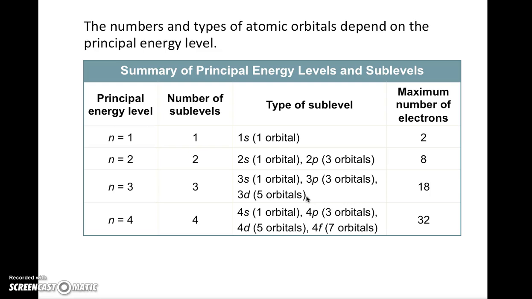This screen pretty much sums all of this information up. So depending on your energy level, there's a different number of sublevels. Okay, energy level 1 has 1 sublevel, and it's an S shape. It holds 2 electrons. The second one has 2 sublevels, an S and a P, for a total of 8 electrons, right? 6 in the P, 2 in the S. 3 has 3 sublevels, SPD, total of 18 electrons, and then 4 has 4 sublevels, including F, for a total of 32. Okay. This is what you need to have memorized.